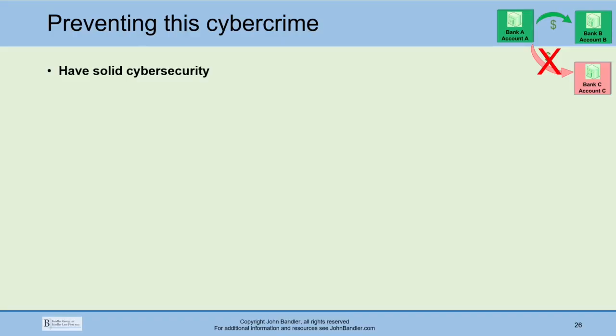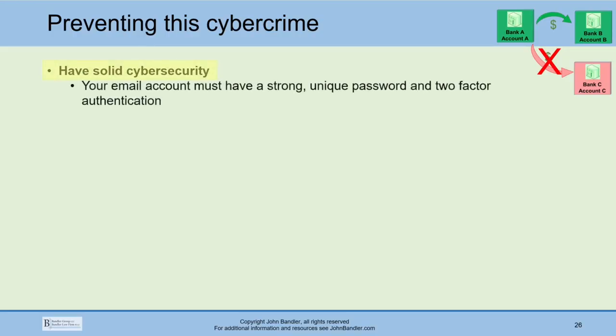First important principle, have solid cybersecurity. And that's more than I can cover in this video. I have another on it, but some key points. Your email account must be secured. It needs a strong, unique password, and you need to employ two-factor authentication. Otherwise, it's just too easy to hack. And you need to remember the people you are emailing with, they may have terrible email security. They could be hacked. And I'll talk about what you can do to protect against that.